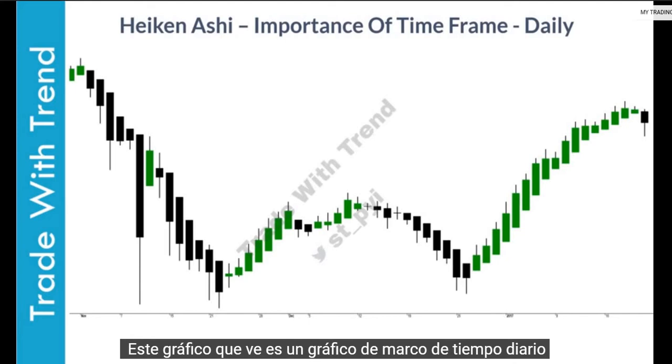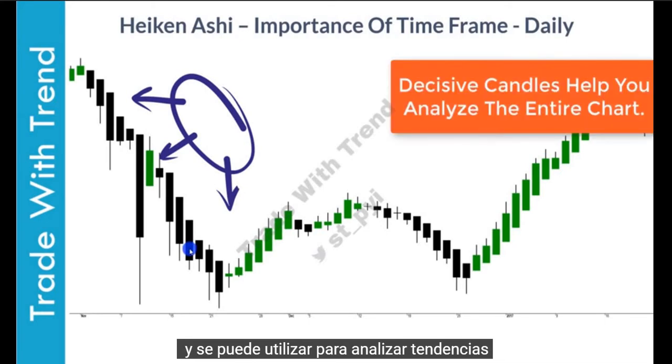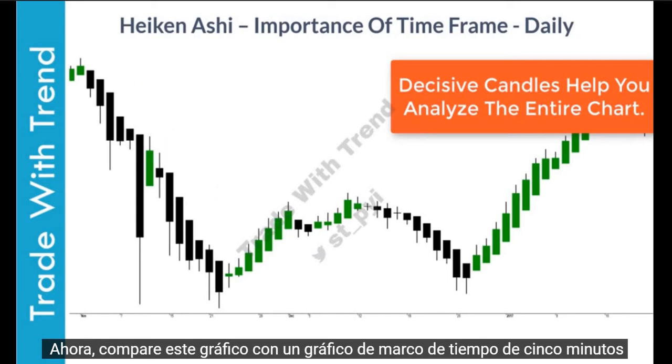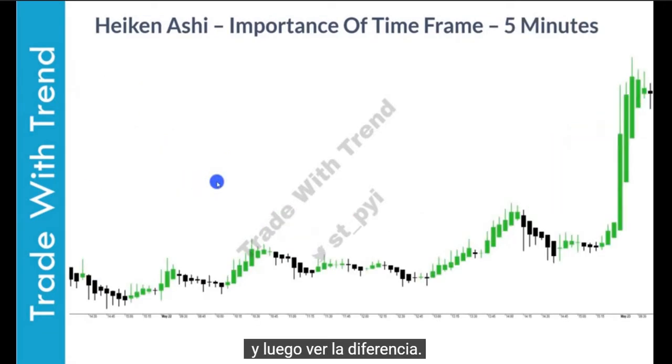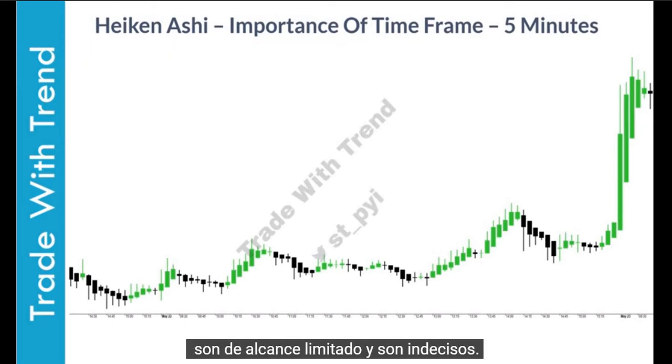This chart that you see is a daily time frame chart, wherein Aiken Ashi candlesticks are more decisive and can be used to analyze trend and devise a trading strategy. Now compare this chart with a 5-minute time frame chart and see the difference. On a 5-minute chart, you cannot spot a trend initiation candle as there is just not enough time for one to form. By the time a couple of candles form, the trending move is already over. Most of the candles on a shorter time frame chart are narrow in range and are indecisive.